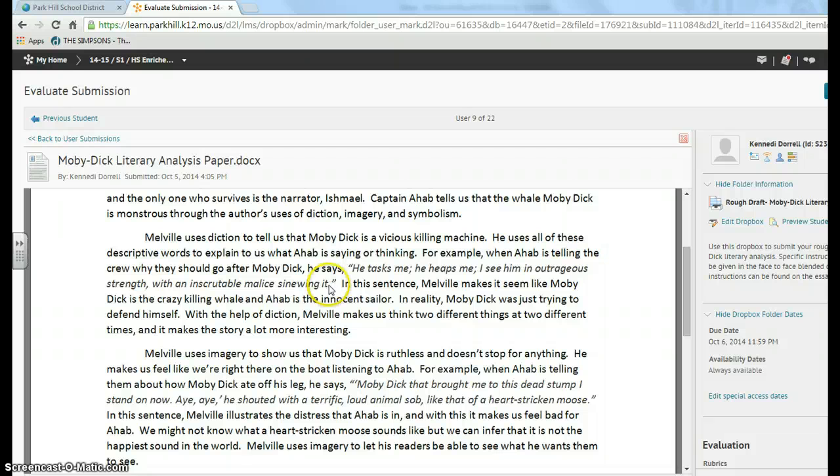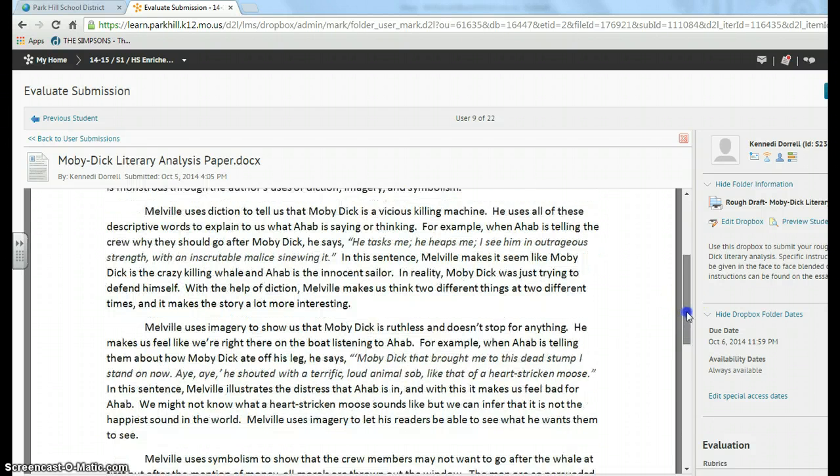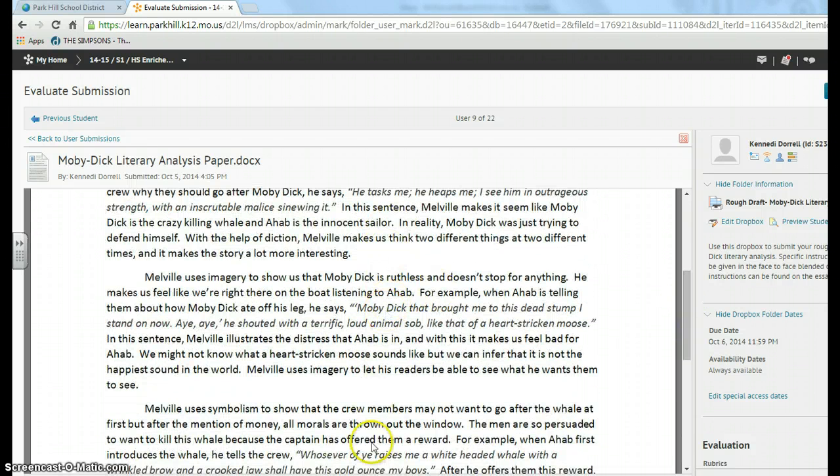The other thing I noticed is that there are no in-text citations included in your rough draft. The way that you would add in-text citations is by eliminating the period here, just ending with a quote, and then parentheses, just putting the number of the page that you got it from. So you don't even need to put P or PG or anything like that. You would just put 285 or whichever page it came from.